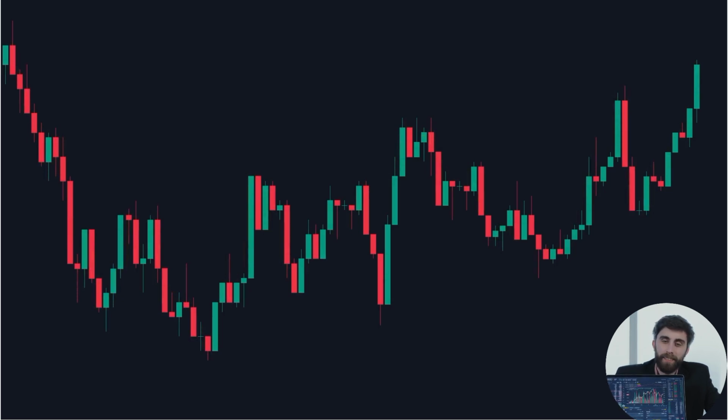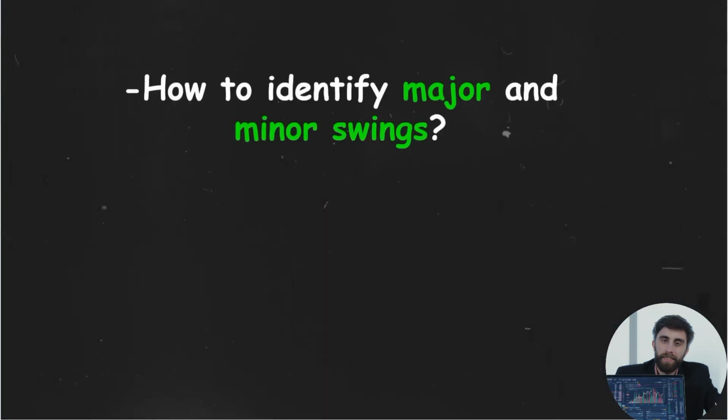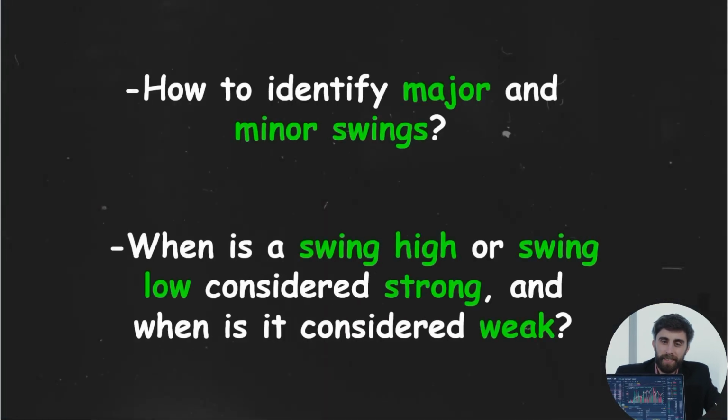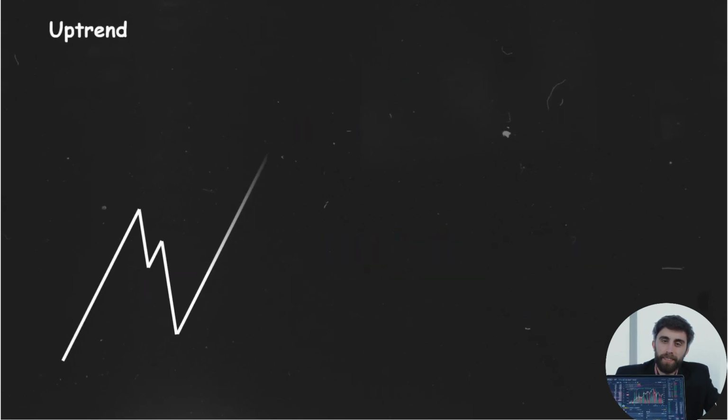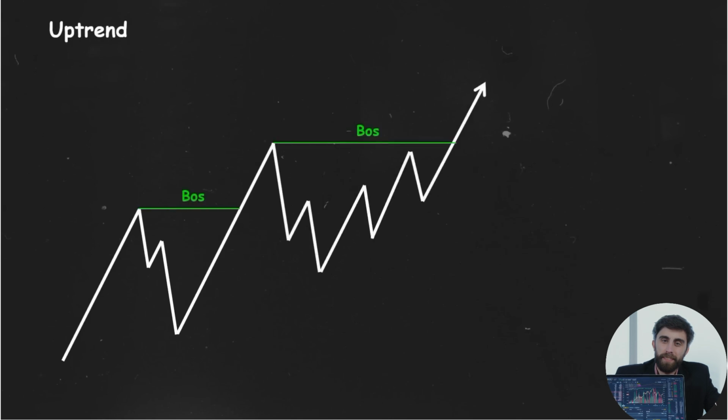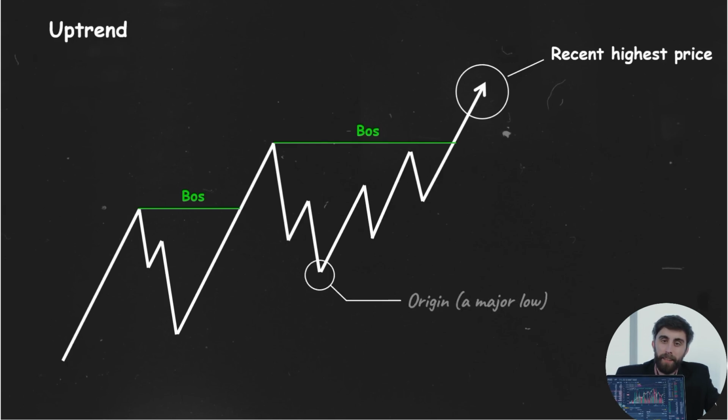The first concept we're going to discuss is how to identify major and minor swings. When is a swing high or swing low considered strong, and when is it considered weak? In an uptrend, major swing lows are key areas where the break of structure movements begin. This represents the highest price recently traded in the market after breaking a previous high. So the origin of this impulsive movement becomes our major low. A change of character occurs if the price breaks this specific level to the downside. The other swing lows are considered minor, and breaking below them does not indicate a true reversal.